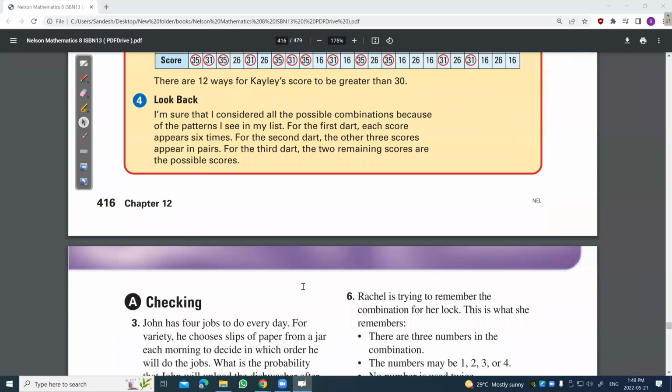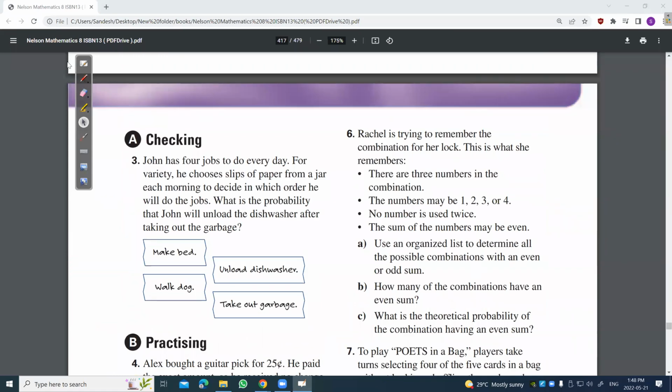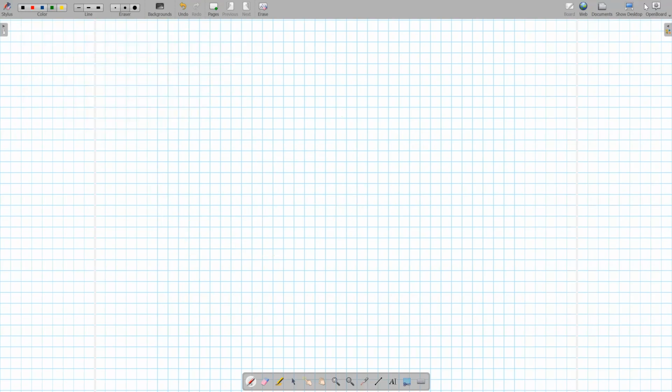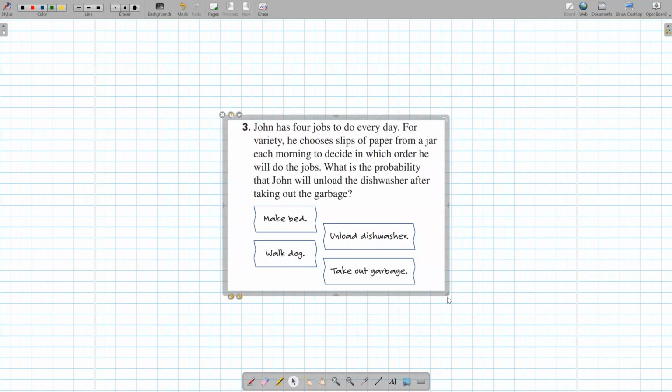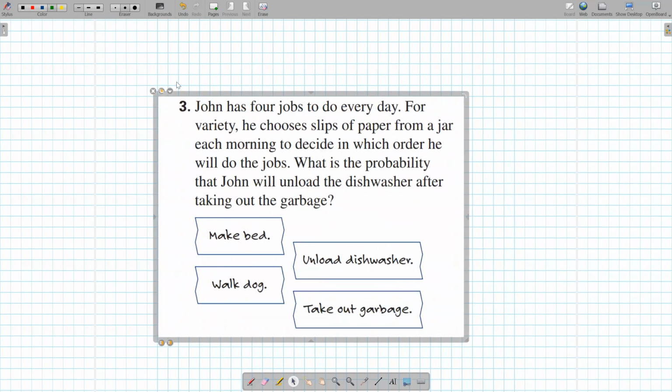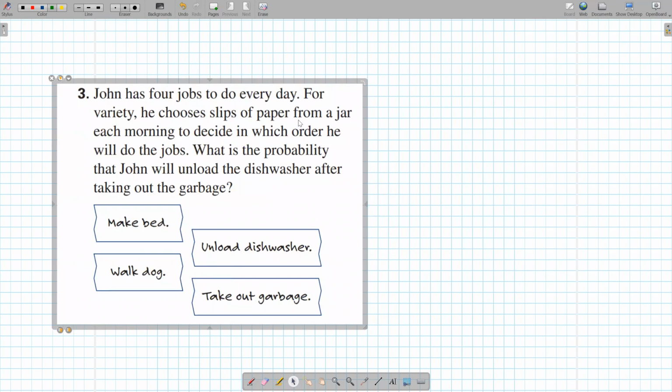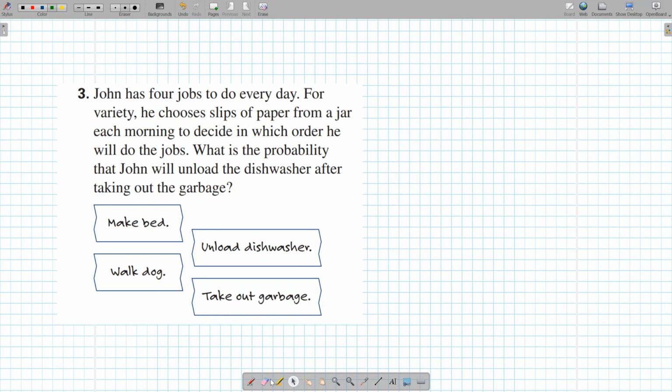Let's try doing something else that's a little bit easier, so we don't have to brute force. We could have done that, it's just going to take a long time, like 10 minutes. Let's try this one. John has 4 jobs. For variety, he chooses slips of paper from a jar each morning to decide in which order he will do the jobs. What is the probability that John would unload the dishwasher after taking out the garbage?